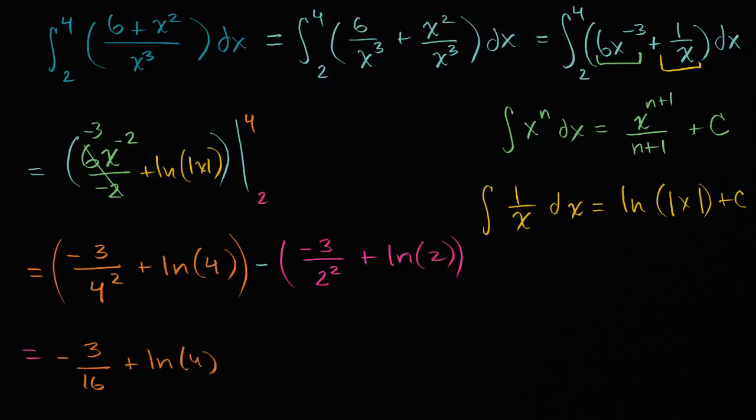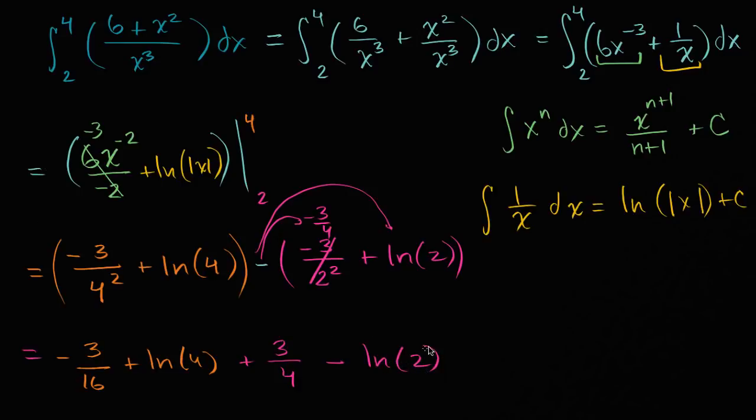And then this right over here is negative 3/4. But you have this negative sign out front that we're going to have to distribute. So the negative of negative 3/4 is plus 3/4. And then we're going to subtract, remember we're distributing this negative sign, the natural log of 2. And what is this equal to?